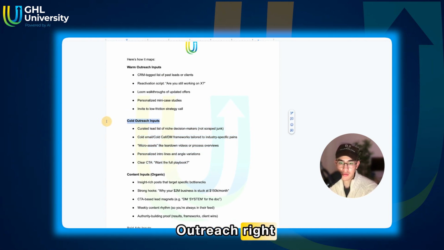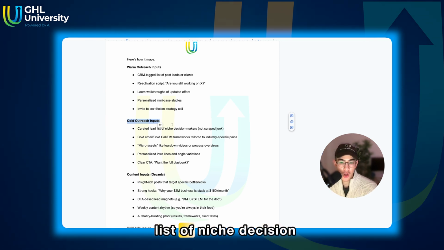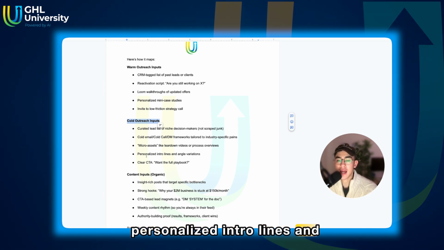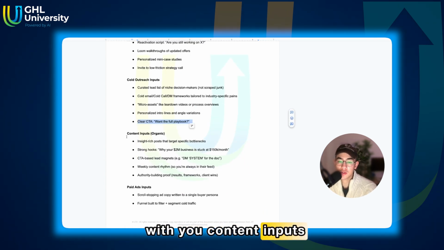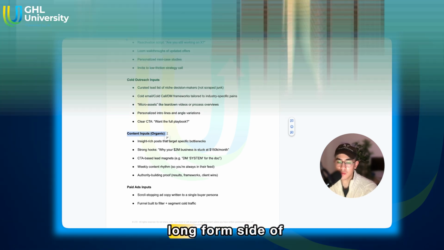Same thing with cold outreach. You have a curated list of niche decision makers. Cold email, cold DM. You give them micro assets, personalized intro lines and angle variations. And then you also give a clear call to action on what the next steps are with moving forward with you. Content inputs, so organic posts, obviously short form, long form side of things.